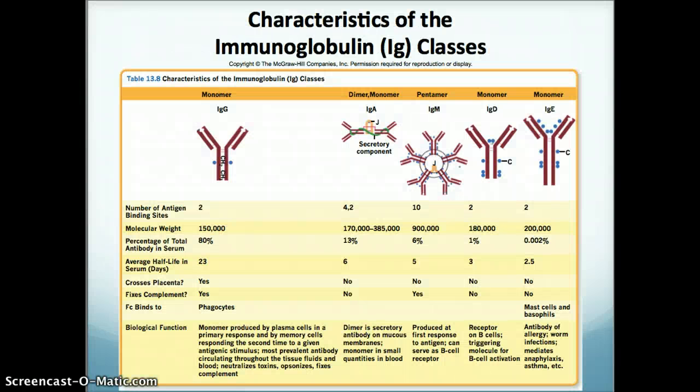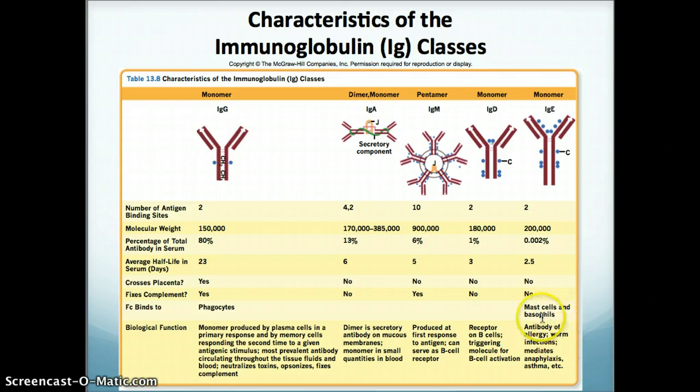So we have a table here. This is table 13.8, and this shows the characteristics of the different immunoglobulin classes. The one that we talked about was the IgA, both as a monomer and then here as a dimer, which is the 2 of them bound together here. You can see some different things, the number of binding sites, but the big one here would be looking at the biological function, seeing what these function for.